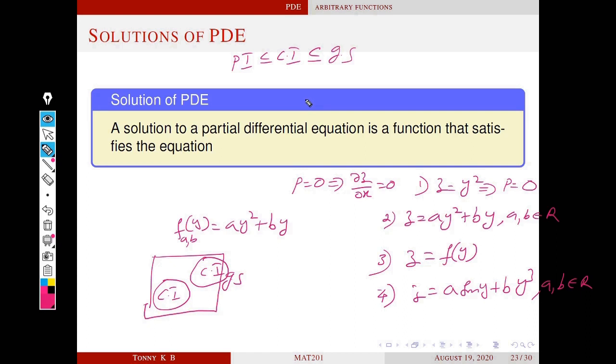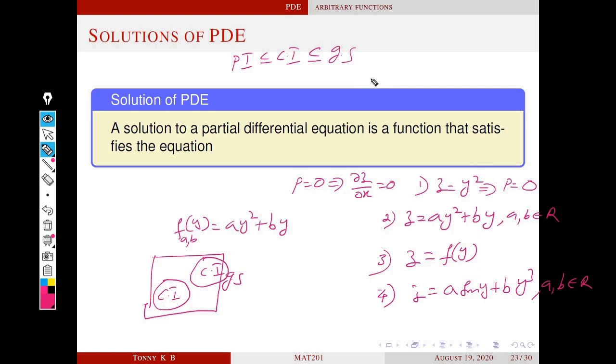Naturally, we are interested in finding the general solution. Unfortunately, there is no general method for finding the general solution for all PDEs. But there are methods for finding the general solution for particular classes of PDEs, for example, Lagrange's equation. We also have some techniques to find complete integrals if the general solution is not available. We will see some of these techniques in coming sessions.